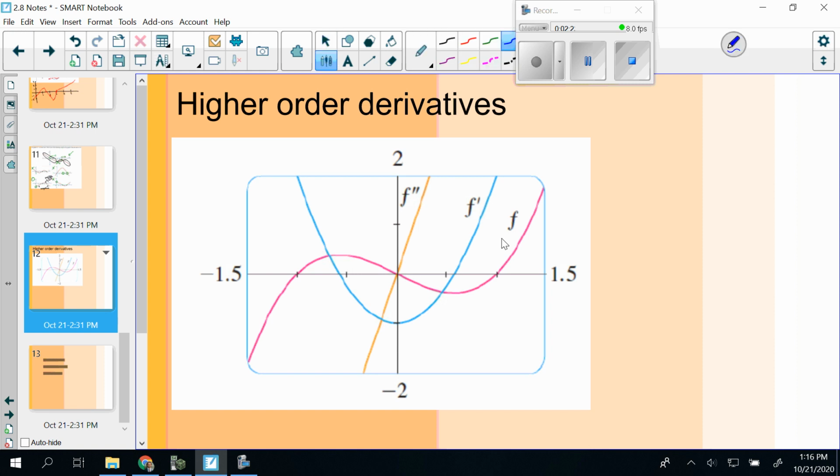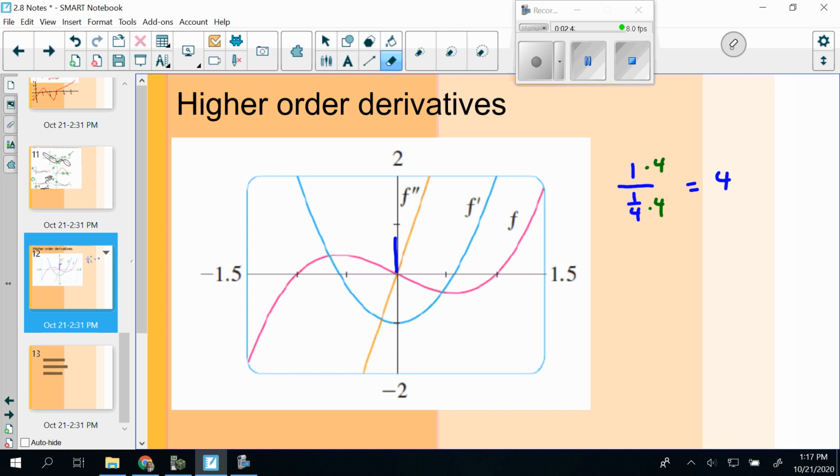If we wanted to, we could even find a third derivative here. This graph, just estimating here, looks like it goes up 1 over maybe a fourth. So what would that slope be? Up 1 over 1/4. If I multiply by the reciprocal, that slope is going to be a constant of 4.